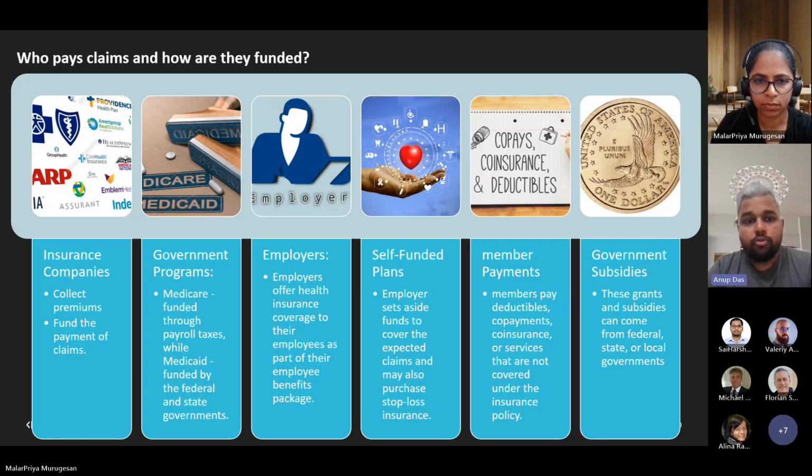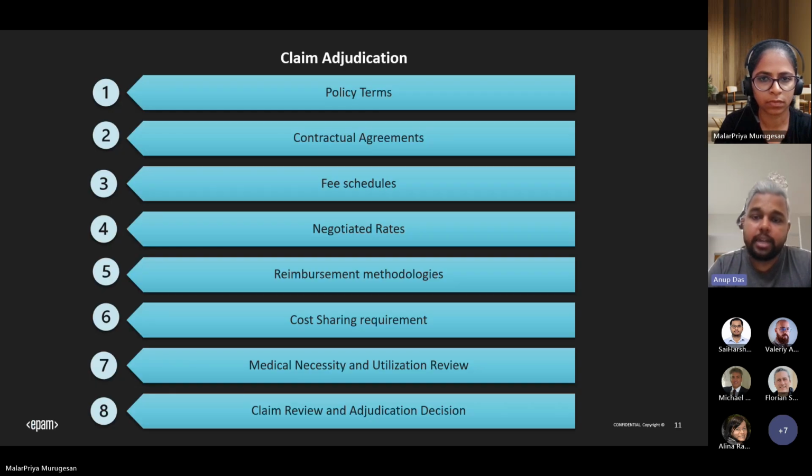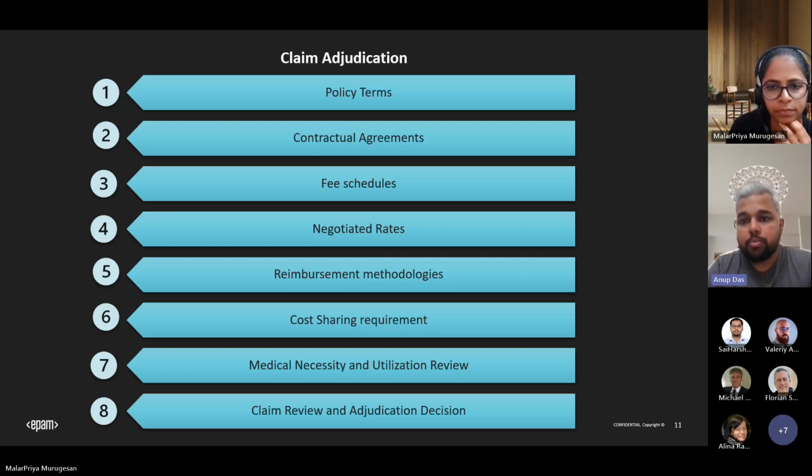Now, moving on to the next slide, we came across a term called claim adjudication. And Malar gave a very good explanation of what exactly claim adjudication is. Let me define it once again. It is a process where insurance companies or payers evaluate and determine the eligibility and reimbursement of healthcare claims that have been submitted by the providers or members.